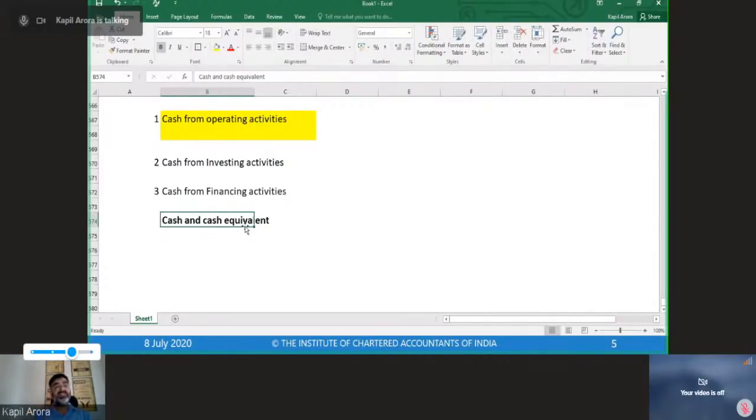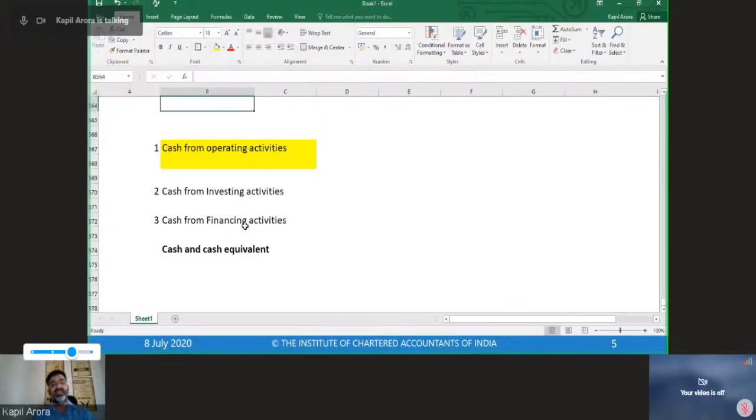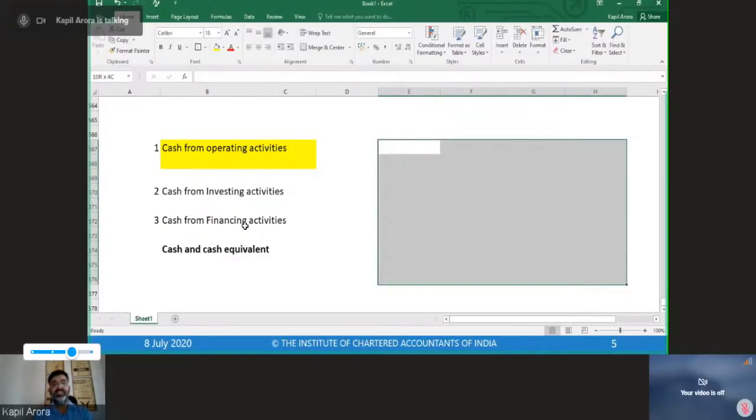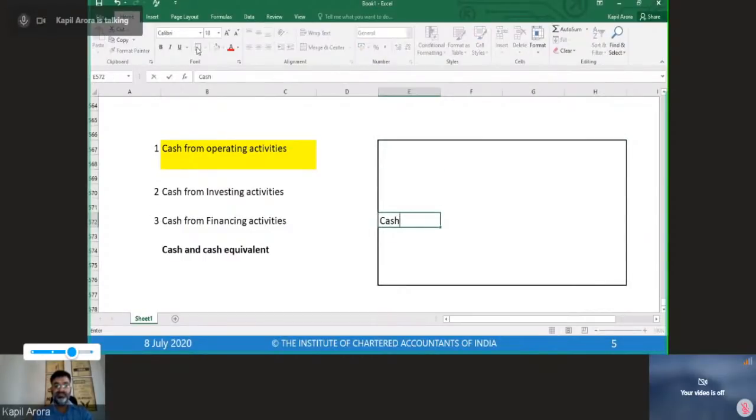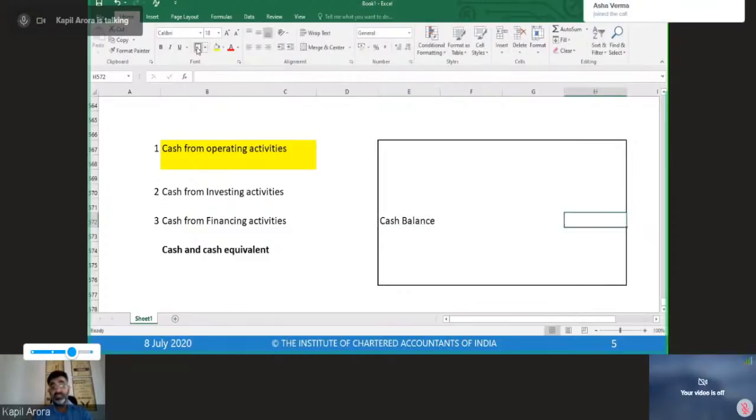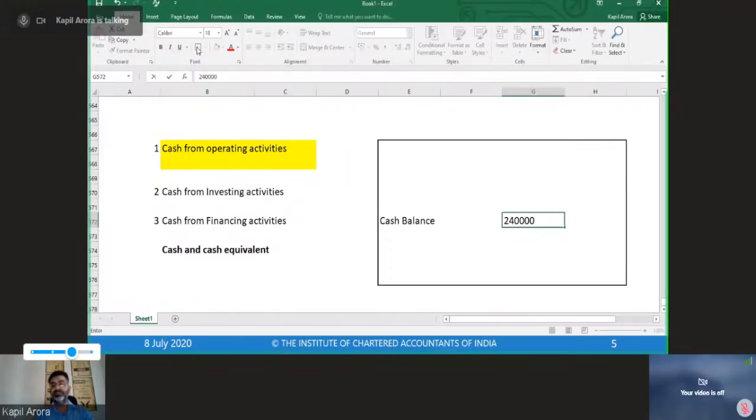Means something which I am assessing, which is nothing but the inflows and outflows. However, if a company has cash and cash equivalents, that amount will never be recorded here. For example, in the balance sheet, if I have a cash balance, which we just now discussed, which was 24 lakh this year and 1 lakh last year.